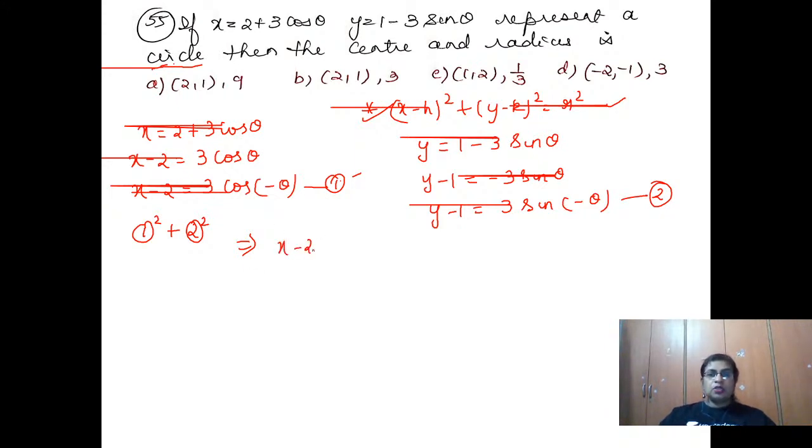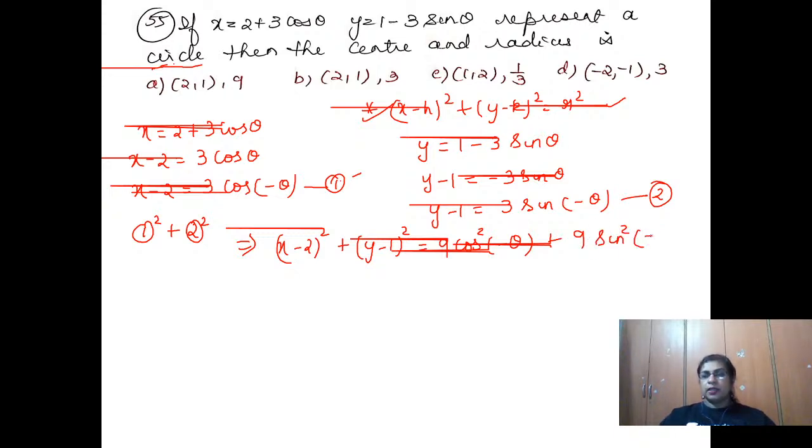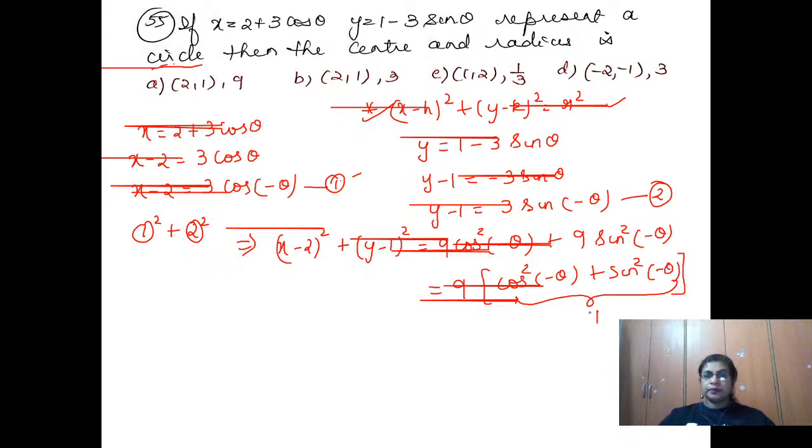So I'm getting x minus 2 the whole square plus y minus 1 the whole square. So that means the left side I have squared. Now I'm squaring the right hand side. So therefore this is what? 3 square is 9, cos square of minus theta plus 9 sin square of minus theta. Now 9 is common here. Take it out. So what remains inside the bracket? Cos square of minus theta plus sin square of minus theta. And what is that equal to? It's equal to 1.